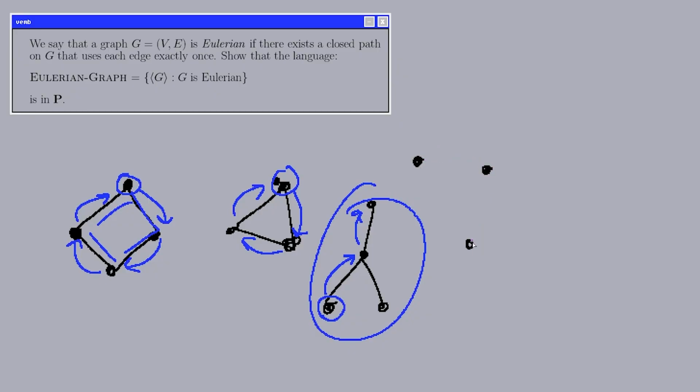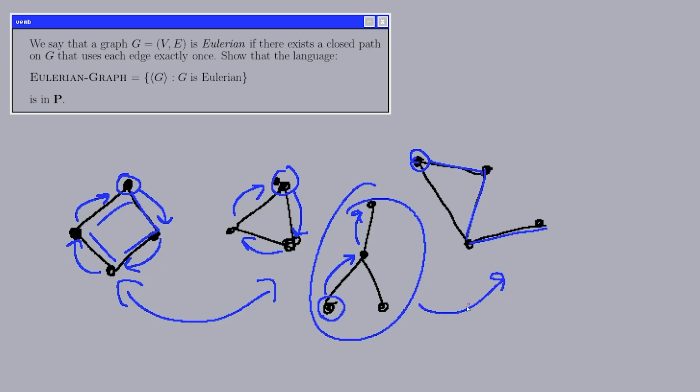Let's try to draw this graph here. But again, it doesn't work because if you start from here, you could go there, there, and there, but you wouldn't cover this edge. So you can try to go there, and here you wouldn't cover this edge, and you wouldn't find a cycle, a closed path. And so now, what do these graphs have in common?